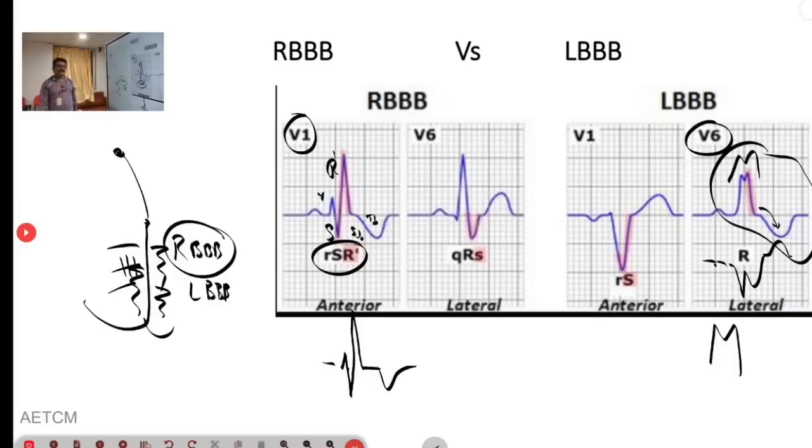That is LBBB. LBBB is always dangerous and it indicates ischemic heart disease. There are some other conditions, like rate related LBBB, hypertensive heart disease, ventricular dilatation, all these things also you can get. But as a beginner, you should always think that LBBB in acute settings is myocardial infarction.